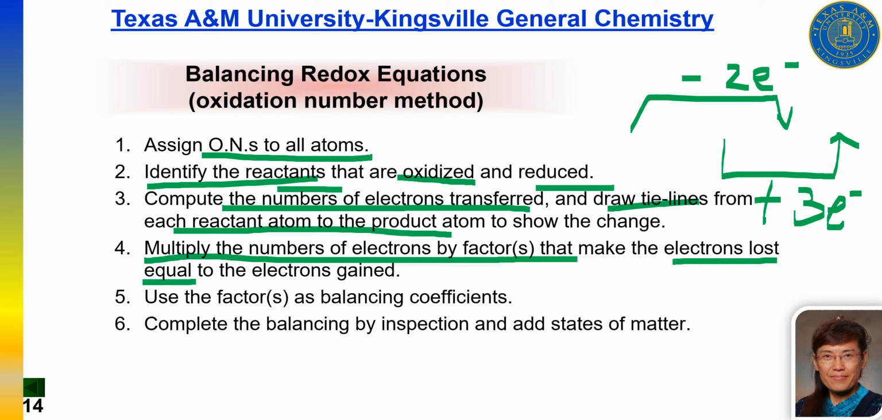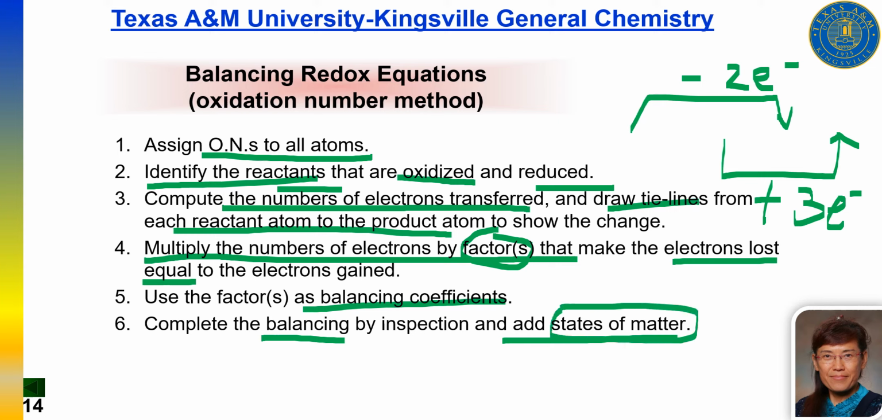And then you are going to use the related factor. You relate this factor to balance your coefficients. And then you double check whether your atoms are balanced or not, and whether the charges are balanced or not. And then you make sure you specify the states of the reactants and the products.